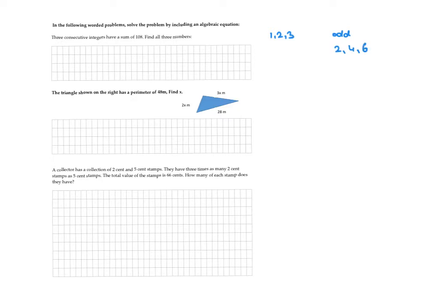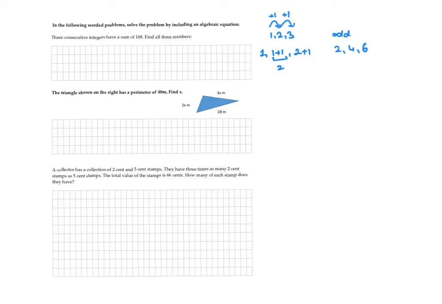Now, I guess everyone knows what an integer is. It's a whole number: positive numbers, negative numbers, and 0. So now, three consecutive integers. For example, with 1, 2, 3, going from 1 to 2 we have increased by 1, and going from 2 to 3 we have increased by 1. So the first number is 1, the next one is 1 plus 1, and the third one is 2 plus 1.